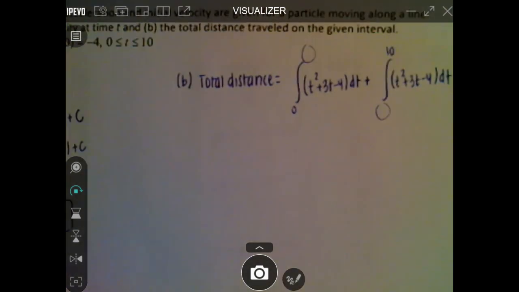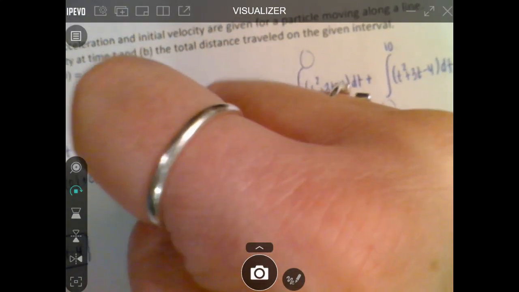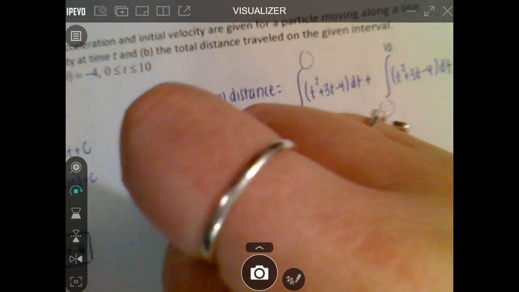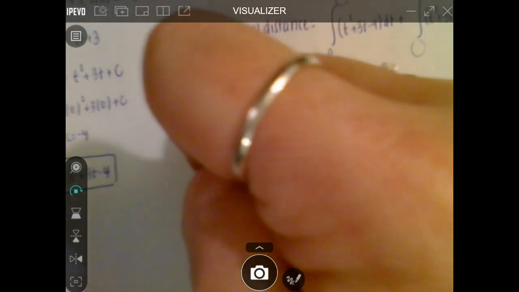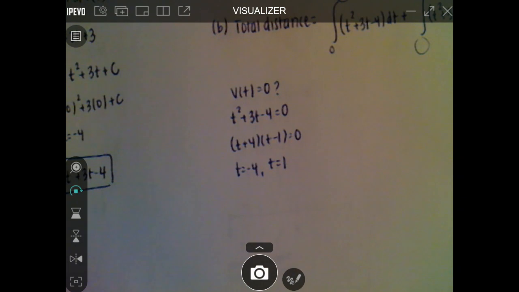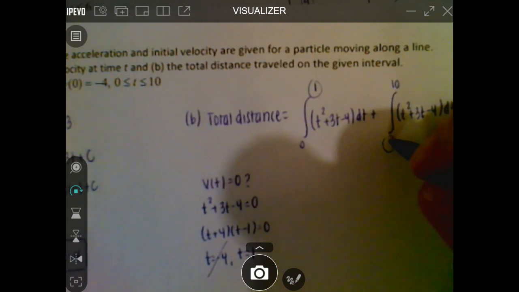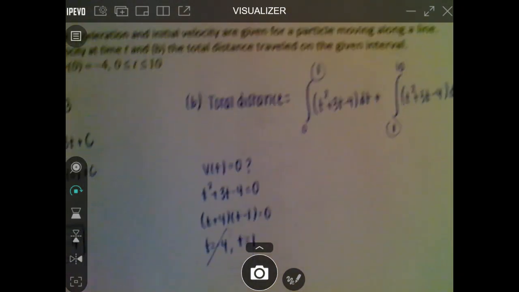So first thing I need to figure out, what are these values that I need to fill in here? So I need to figure out where is v of t equal to 0. So my v of t is going to be t squared plus 3t minus 4. If I factor that out, that should give me, let's see, t plus 4 times t minus 1, which should give me 2 t values. But again, I'm only worried about from 0 to 10. So negative 4 doesn't mean anything to me. So it must mean 1 is this value that I'm filling in. But again, I need to figure out which one I'm putting into absolute values.